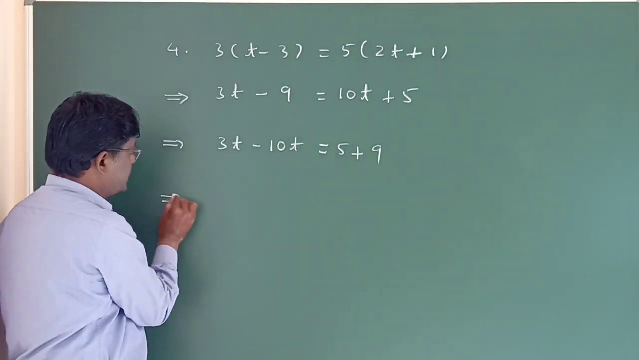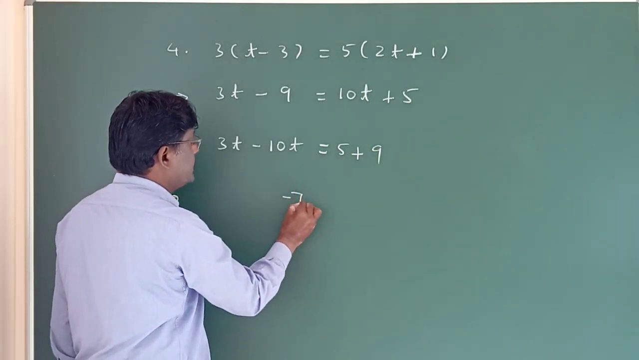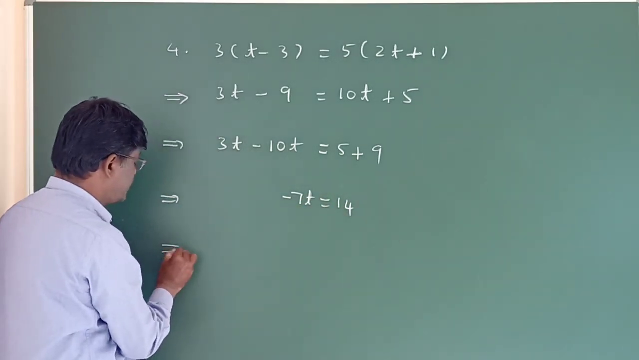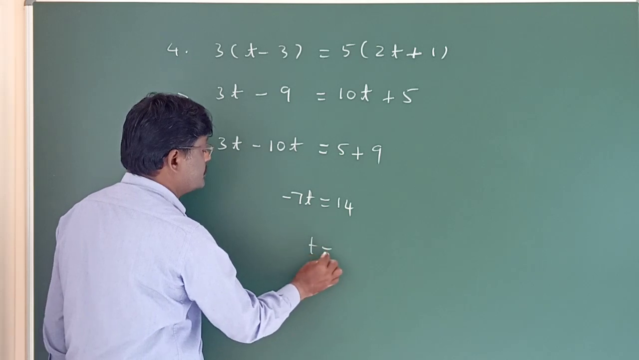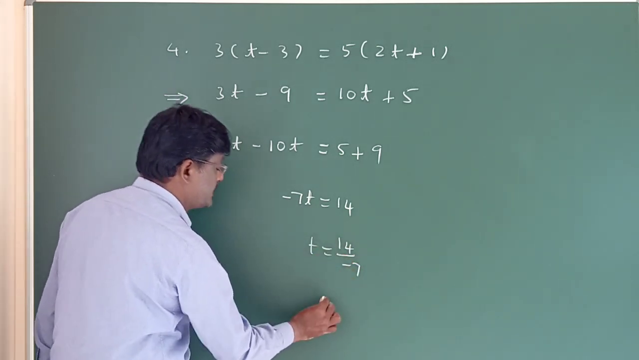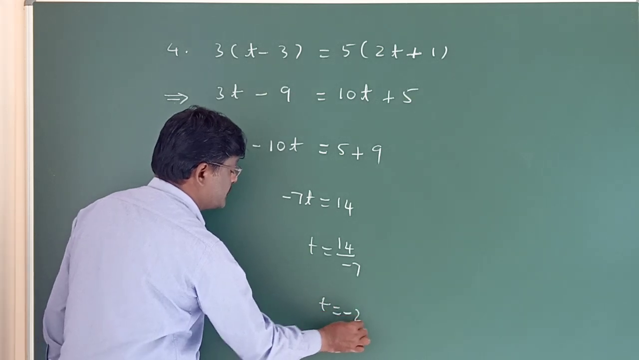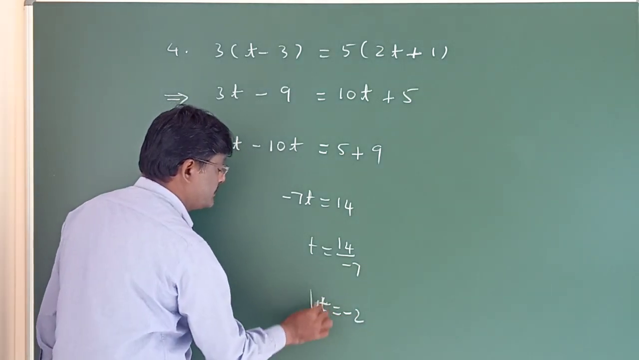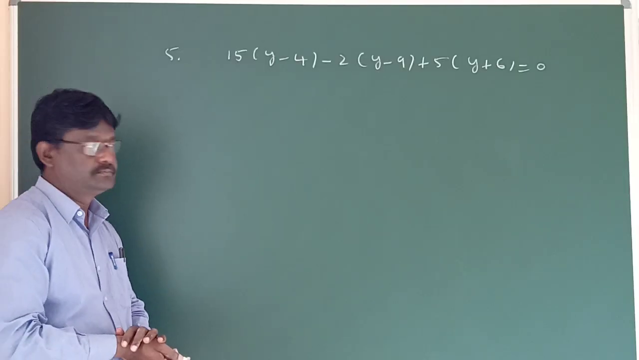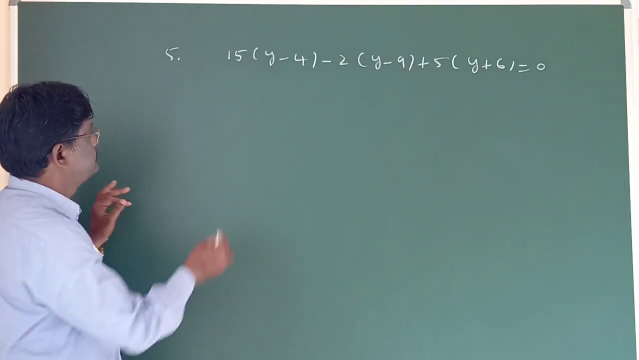Therefore, this implies minus 7t equal to 14. This implies t equal to 14 by minus 7, plus by minus is what? Minus. Thus, the value of t is what? Minus 2. Okay, children, look at the fifth one.